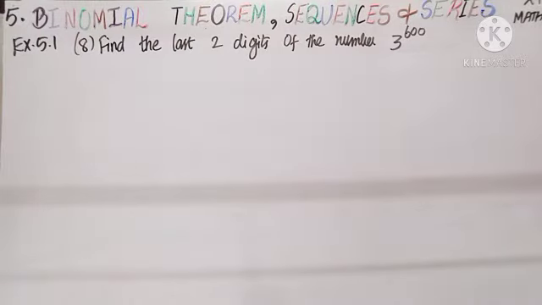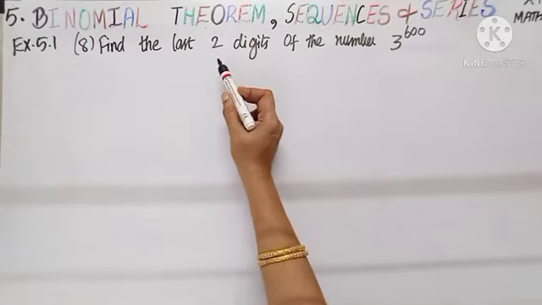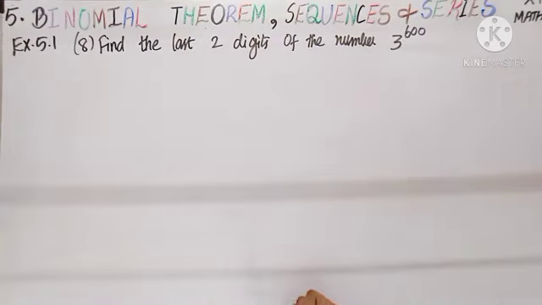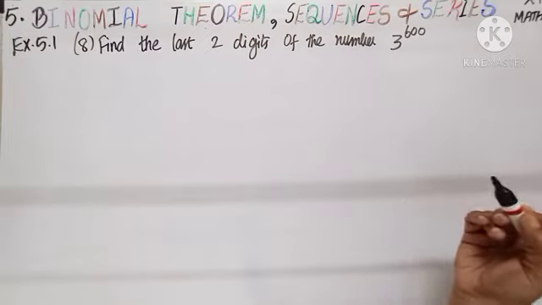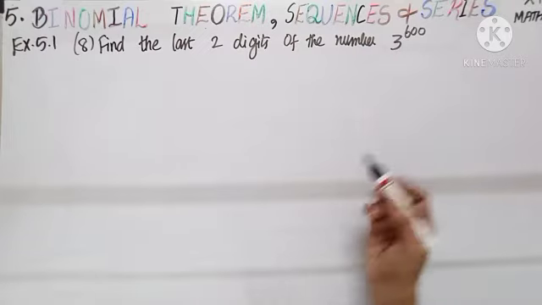Question number 8. Find the last 2 digits of the number 3 power 600. Such an interesting question. When people find it too difficult to find even 3 power 6, we are given 3 power 600. And the question is to find what would be the last 2 digits if I expand this number. How are we to do it? Anything with powers of 10, 100 will be easier. So, how shall I rewrite this 3 in terms of 10?